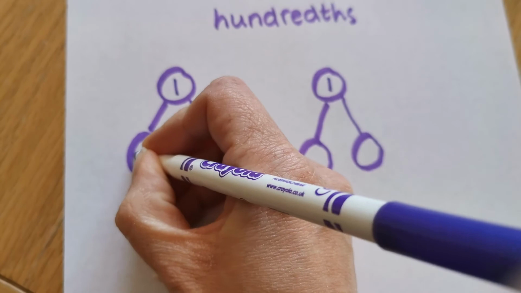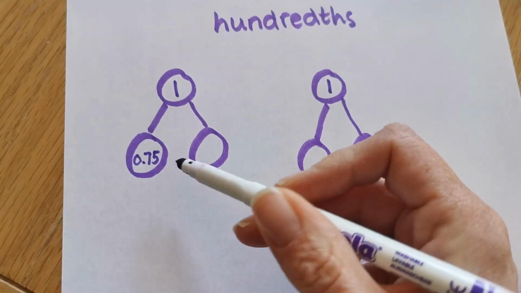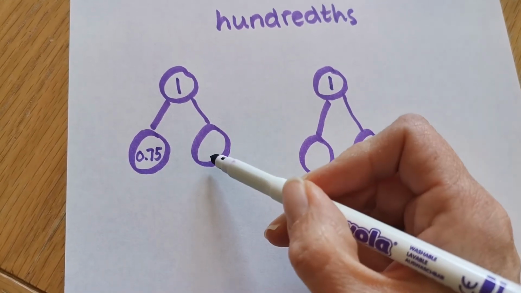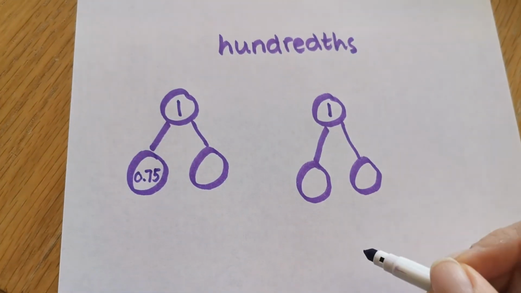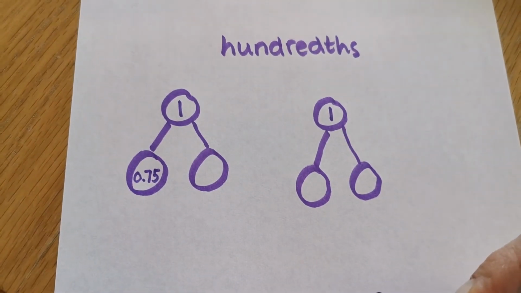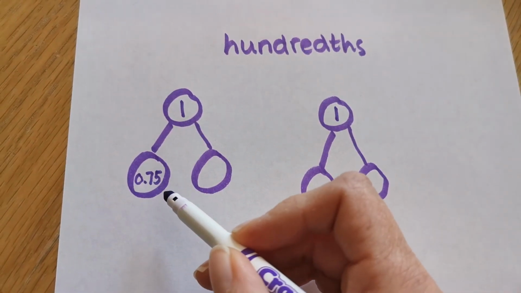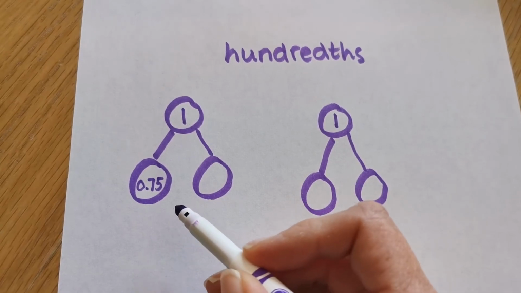So if we have 0.75 in the first one, we're going to be thinking about what we need to add to 0.75 to make 1. This is where we're going to need to use our number bonds to 100. And the easiest thing that we can do for this is to count up to the next multiple of 10 and then work out how many tens we need to add after that.